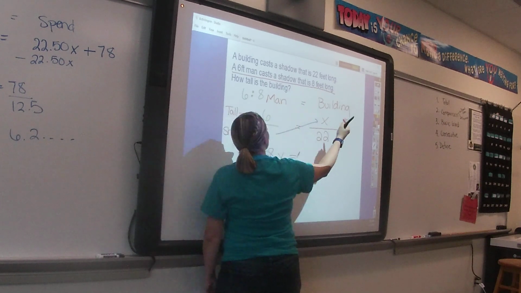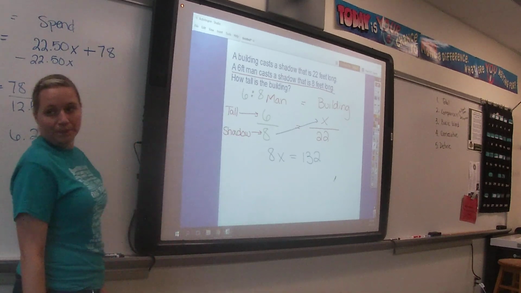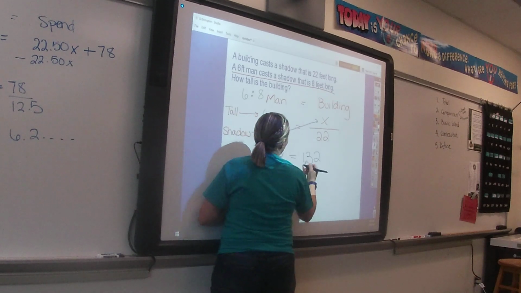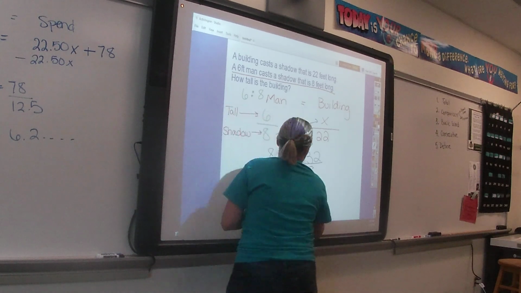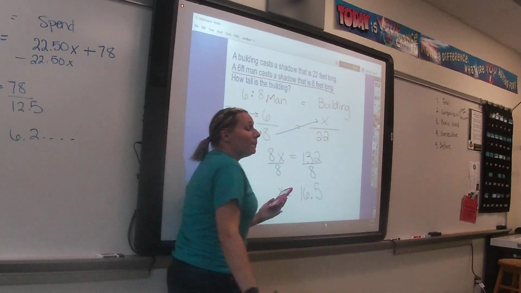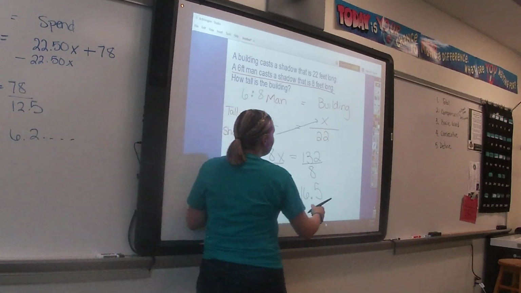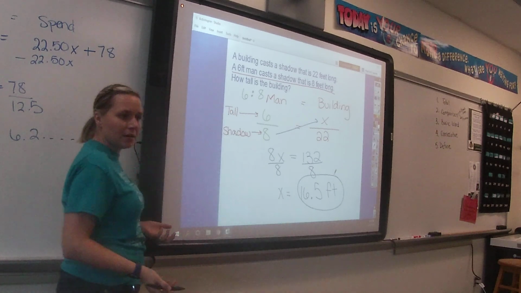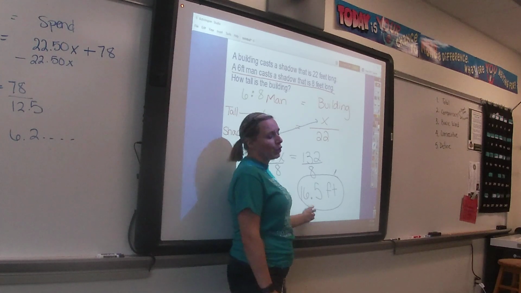What is 6 times 22? Right, and then we will divide to solve. Would it be reasonable to write this answer as a decimal? Yes, and say 16.5 feet? Yeah, that's reasonable. Would it be reasonable to write this as an improper fraction? No.